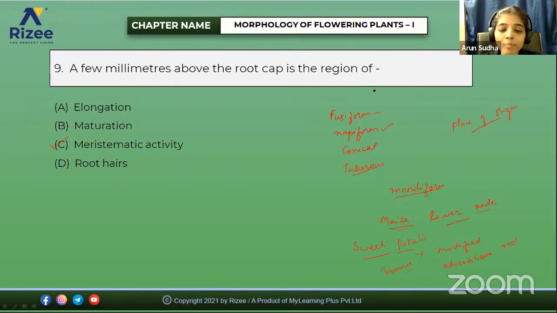And maybe in tomorrow's class, we'll discuss about the stem, and then about the leaf, and other external structures that are present in the angiospermic plant.